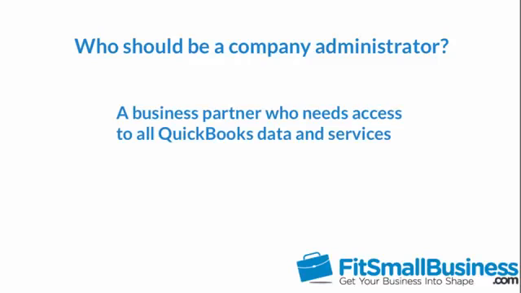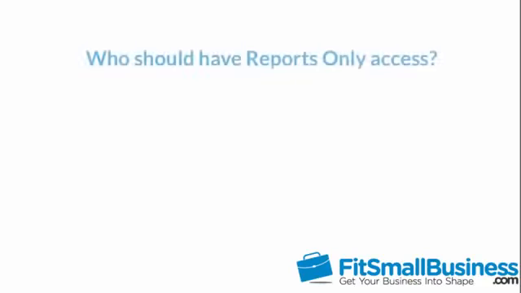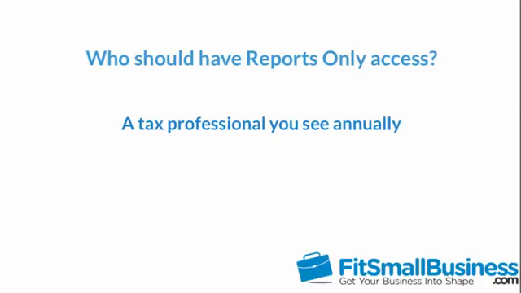The third user type is reports only. You can give reports only access to someone who does not need access to anything else. For example, if you have a tax professional who you see annually to file your tax return, this access would work well because they can run any reports that they need, for example, income statement, balance sheet, and cash flow statement to complete your tax return.